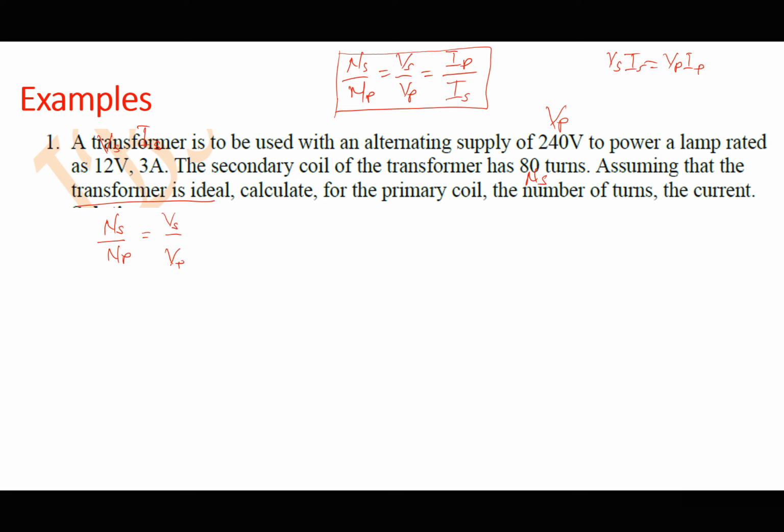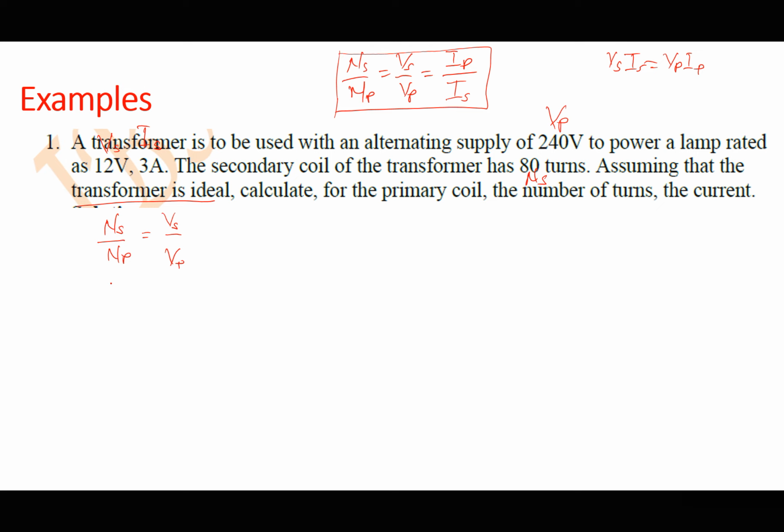Now the reason why the characteristics of alternating current are very important is that one of these values could be given in peak or root mean square values. If they are given as root mean square values, V secondary should be root mean square, and V primary should also be root mean square. If they have given you peak values, V primary should be peak value and V secondary should also be peak value, so that there is uniformity.